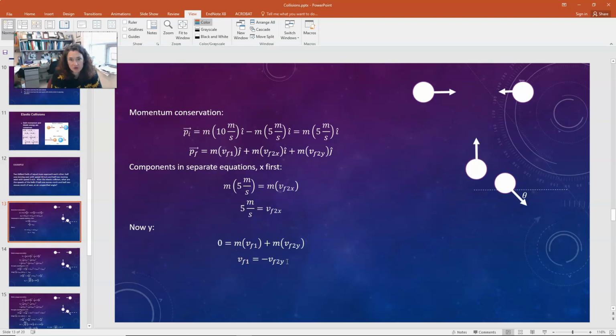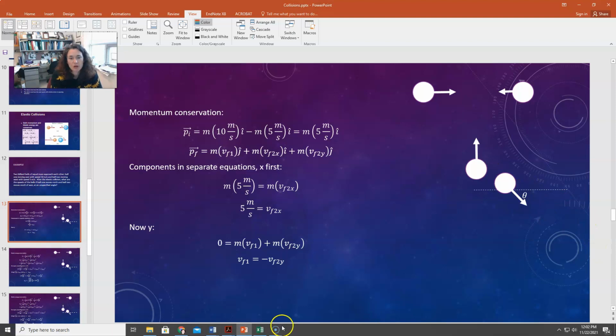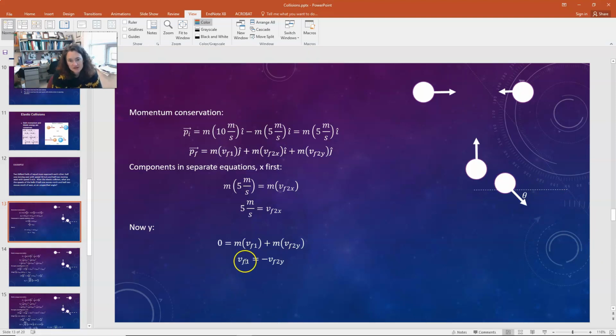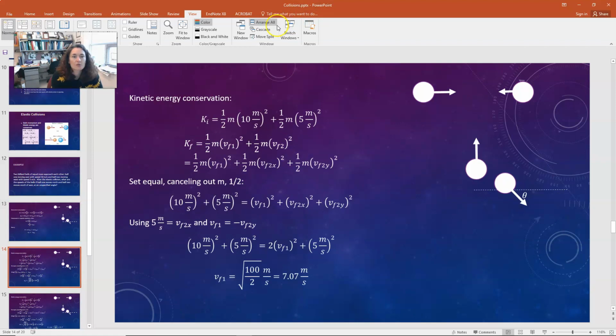So the y components are going to be equal but opposite for these two balls. All right? So I still have a couple of unknowns here, but luckily I have my kinetic energy equations, and I can use those to finish solving this problem. My kinetic energy conservation equation says the initial kinetic energy has to equal the final kinetic energy of the system as a whole.